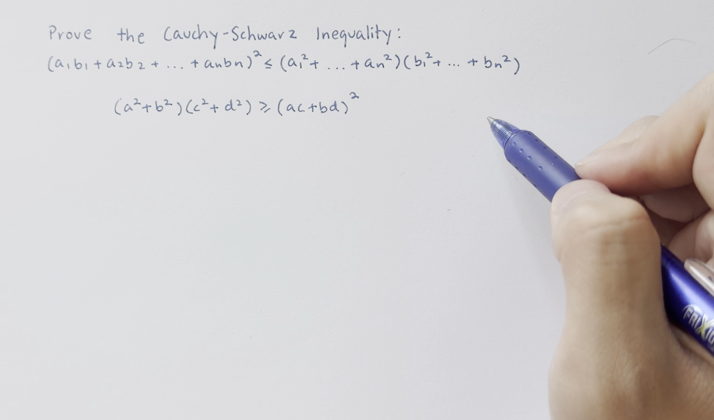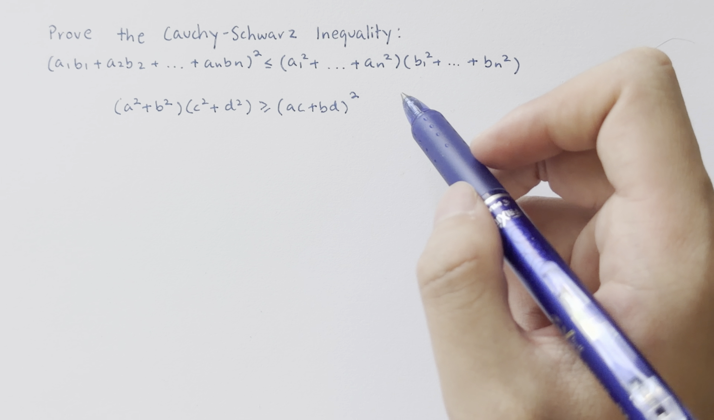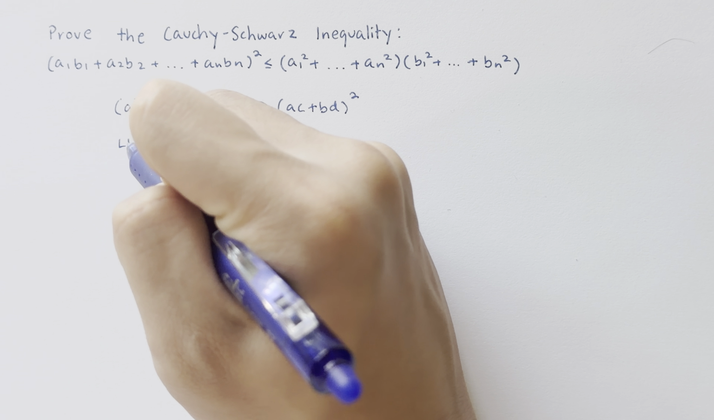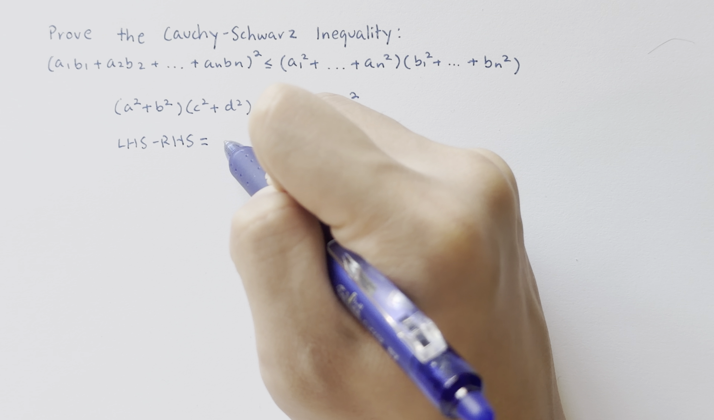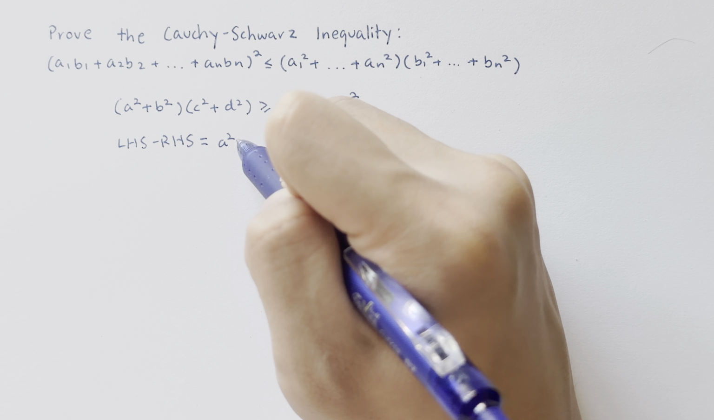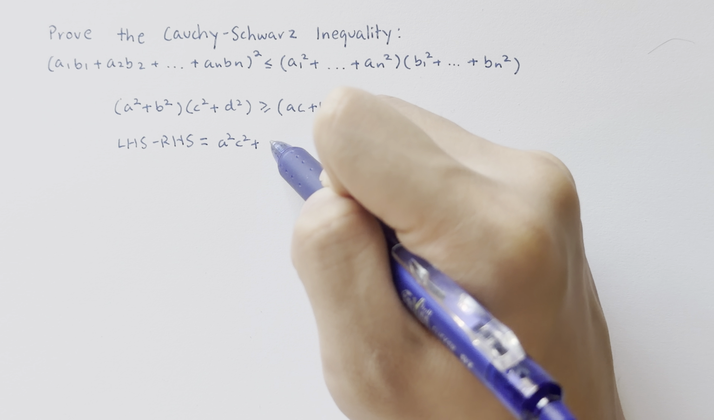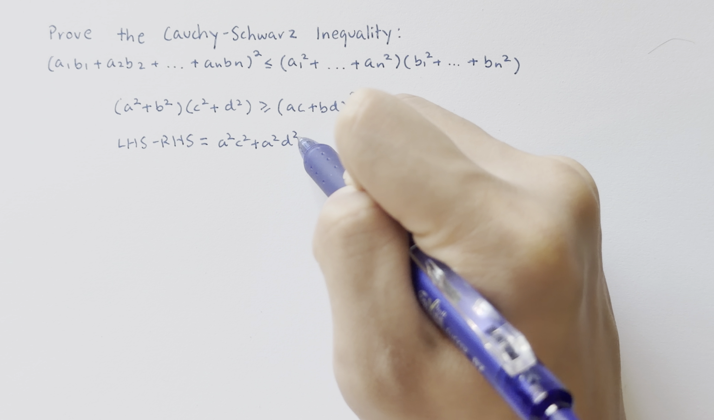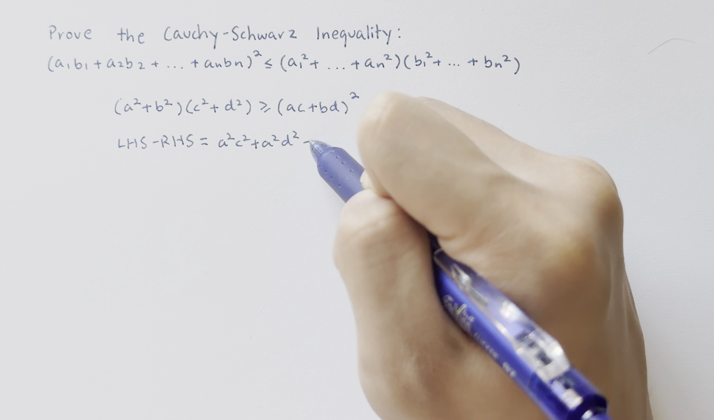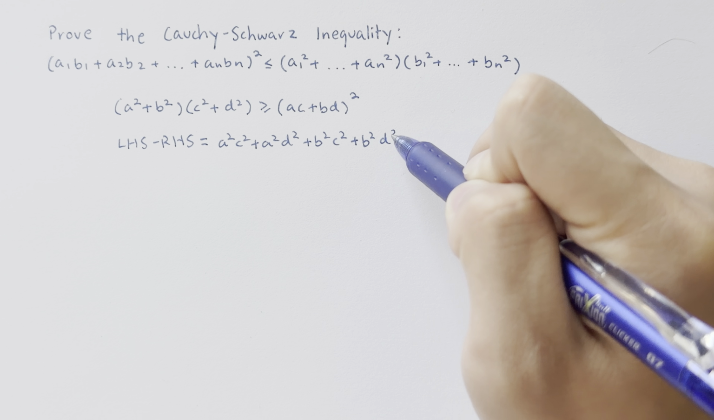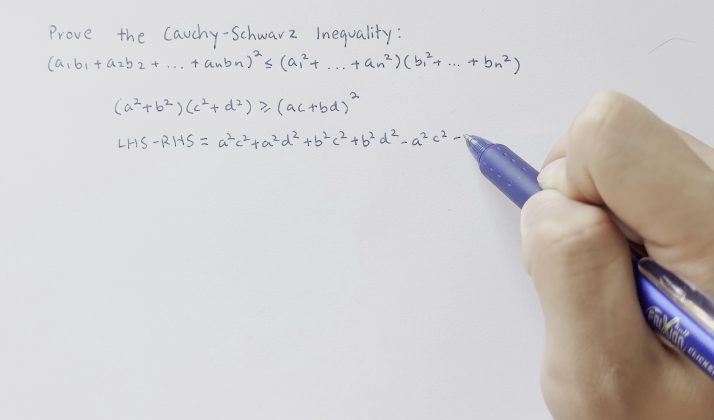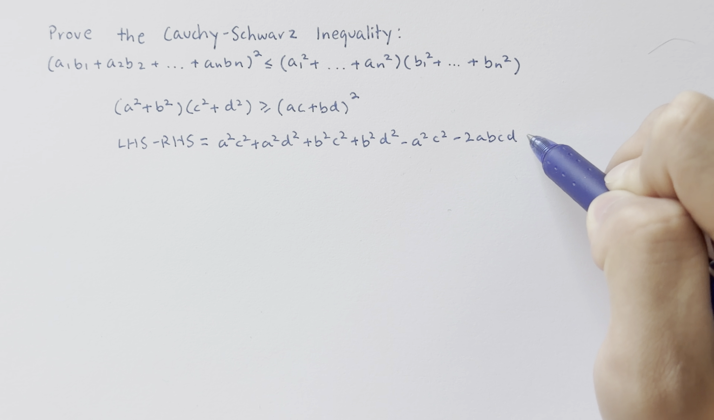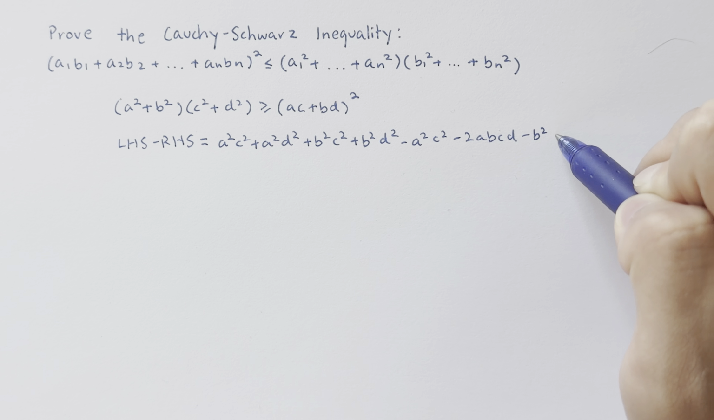Now we can expand the left side minus the right side. Basically, that will give us a²c² + a²d² + b²c² + b²d² minus a²c² minus 2abcd minus b²d².